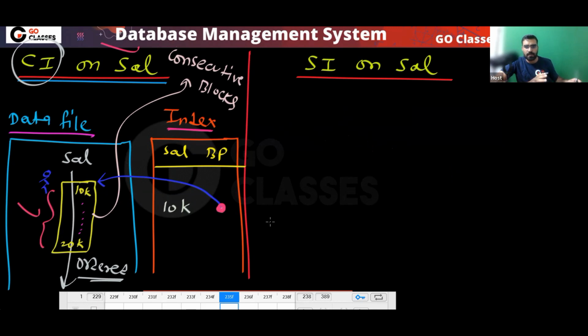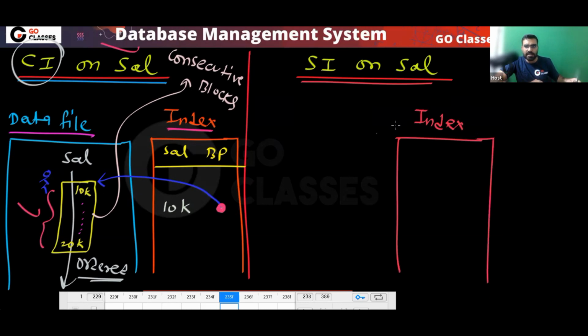Now let's see the secondary index on salary. Tell me, does the secondary index on salary tell you anything? Where is 10,000? Where is 20,000? Where is 15,000? You can notice here also you have salary and block pointer or record pointer. Even if you have a record pointer, there is no benefit.